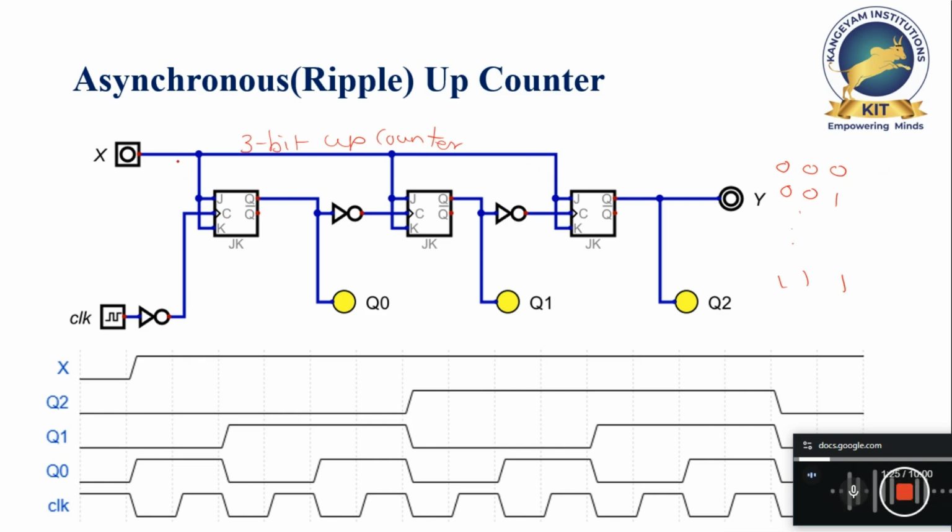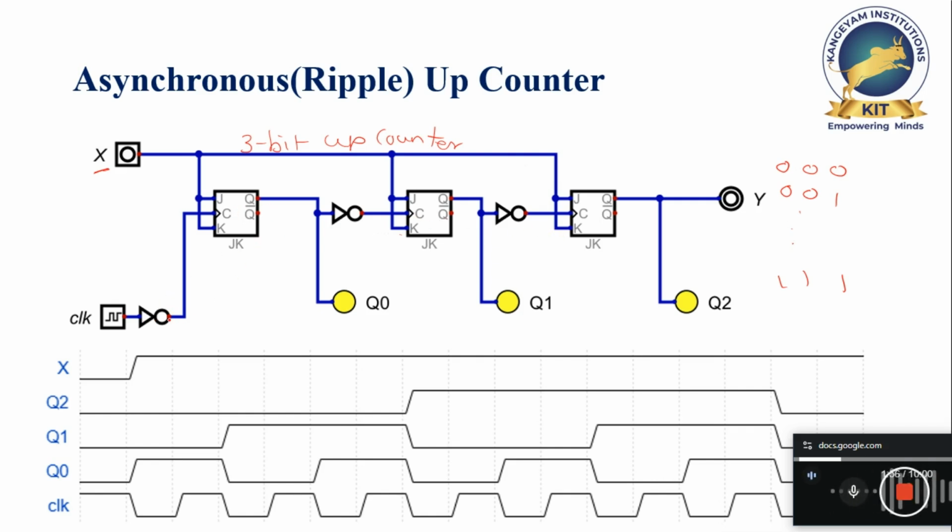Here the input is x. When x becomes 1, the counter starts counting. One more thing you can see is that in every JK flip-flop, J and K are connected together. Another piece of information to note is the clock pulse. A clock pulse has been given for every flip-flop.